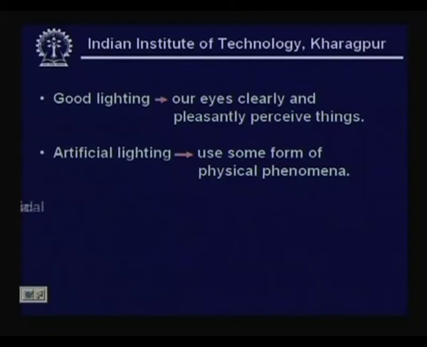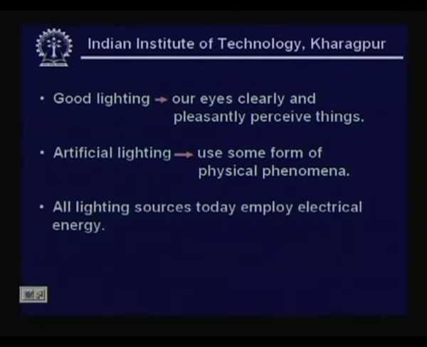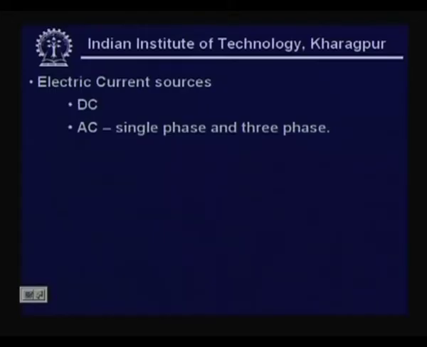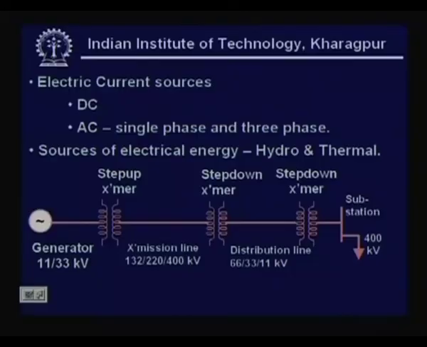And so that is the one way, and as already told, all lighting sources invariably employ electrical energy, and the electric current sources are either DC or AC. In fact, historically the first transmission system was direct current, but the ease of stepping up and stepping down with the help of a transformer has brought AC into prominence. It could be single phase or three phase. However, this energy is generated predominantly using hydro or thermal.